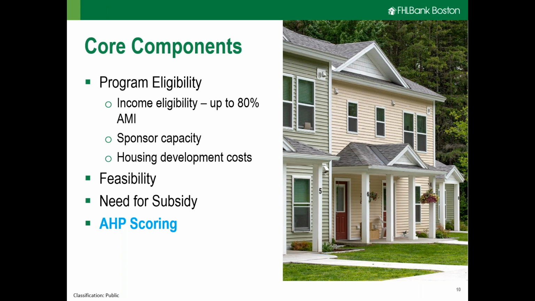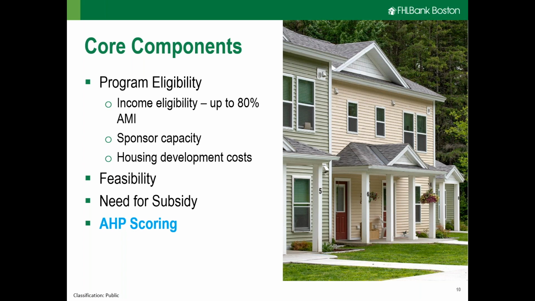AHP is capital funding for households earning up to 80% of the area median income. We need sponsors to demonstrate through the sponsor registration process that you've got the staff, the track record, and the capacity overall to develop and operate your housing, and that your housing development costs make sense. And this leads into feasibility and need for subsidy.